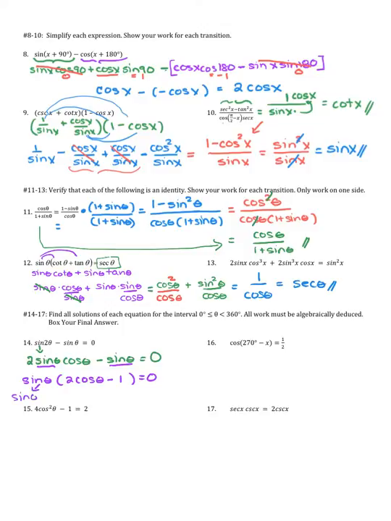So sine theta equals 0. And this becomes 2 cosine theta minus 1 equals 0, which means cosine theta equals 1/2. So now we go and we look at our unit circle. Sine theta equals 0. I'm going to write my solutions up here because I'm kind of running out of room. Sine theta equals 0 at 0 degrees and at 180.